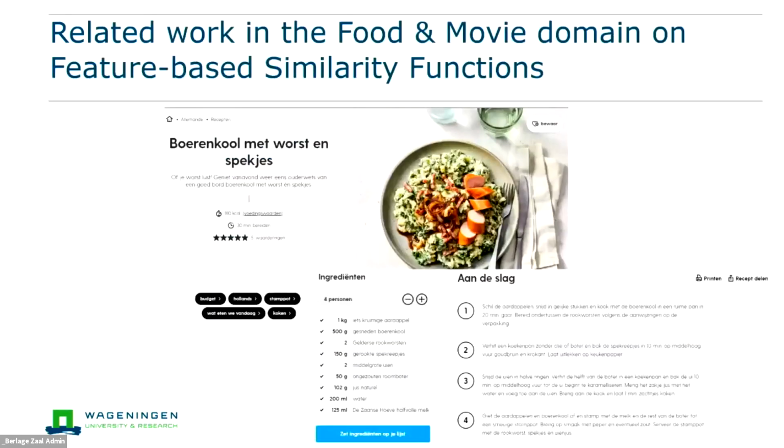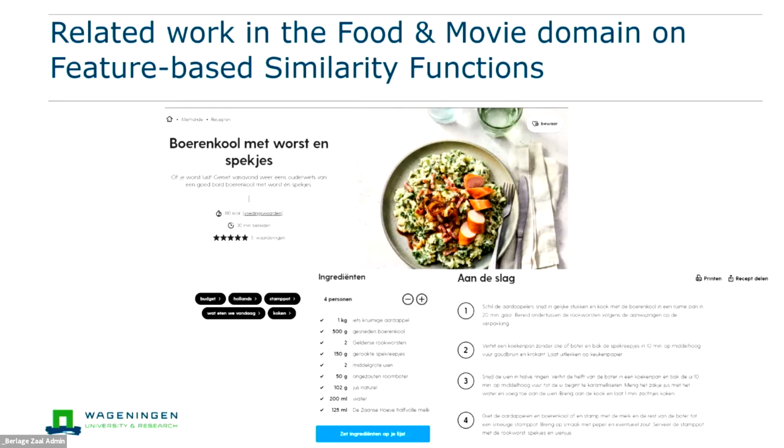So in this study, we're going to compare some of the outcomes with findings from another paper in the food and movie domain, where they also used feature-based similarity functions. So for the occasion, I picked a very Dutch recipe, boerenkool met worst en spekjes. I'm not sure if you'll be able to find it right now because it's a bit of a winter dish, but it's like a mashed potato with kale.